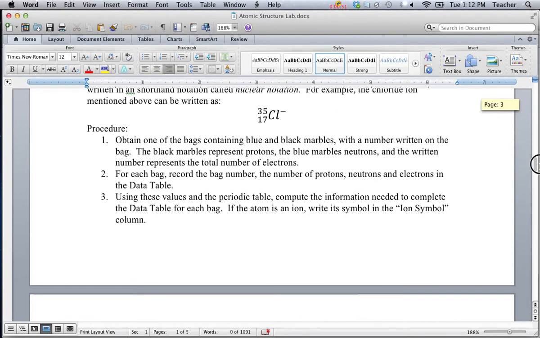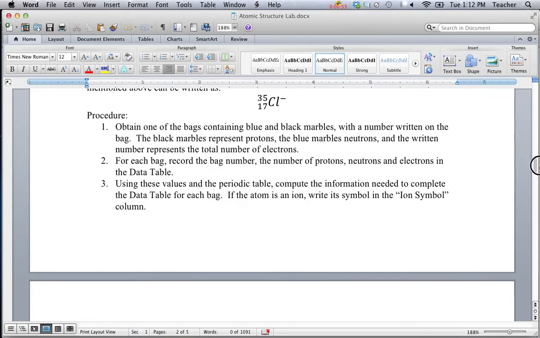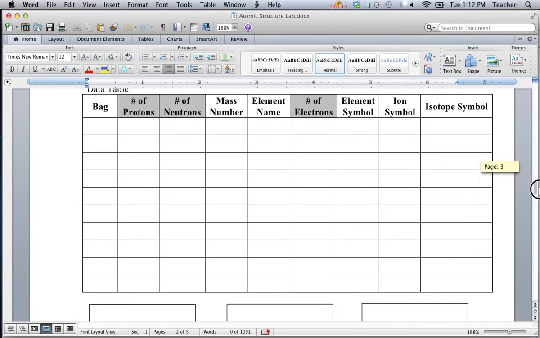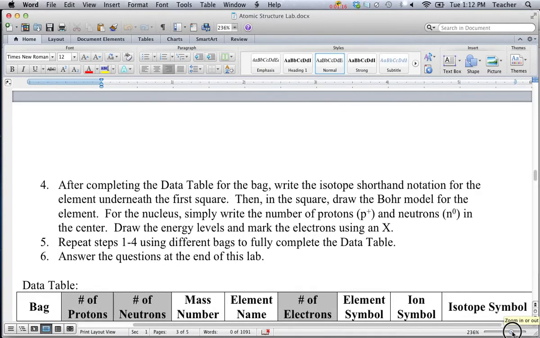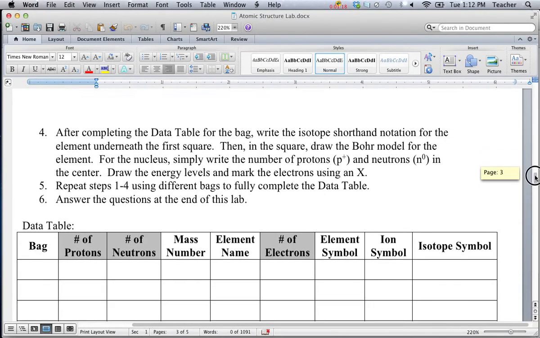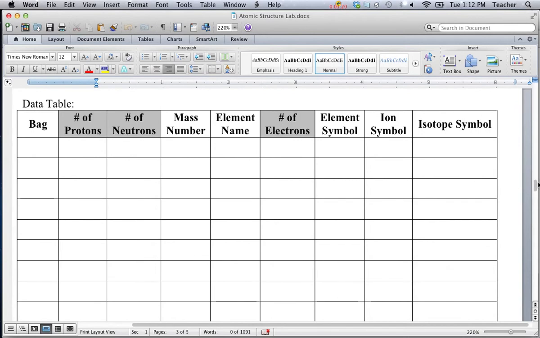It talks about the procedure. You're going to obtain a bag containing blue and black marbles, and there's also a number written on the bag. The black marbles represent the protons, the blue marbles are neutrons, and the written number represents the total number of electrons. You'll record that information on this data table. I'm going to make this a little bigger so I can write. There we go.